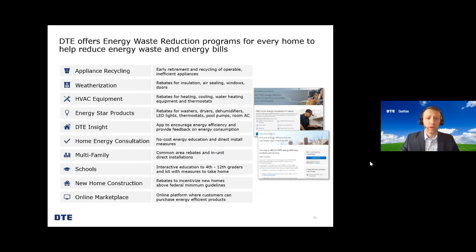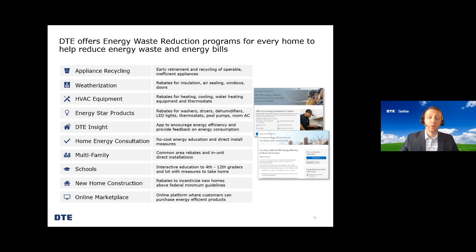If you're looking for a good way to get started, our home energy consultation program provides free consultations and the installation of free products such as LEDs, shower heads, pipe wrap, thermostats. And it also includes a personalized home energy profile to help identify other opportunities.